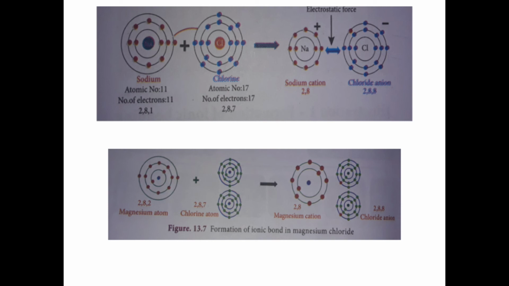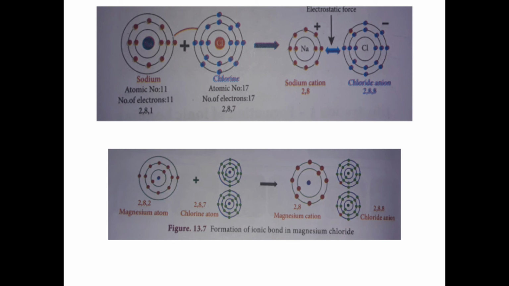And if you see the resultant sodium chloride, what is that? Sodium will be the cation and chloride will be the anion. Here, since sodium is giving one electron, it becomes a cation, and chlorine is getting one, so it is called an anion.